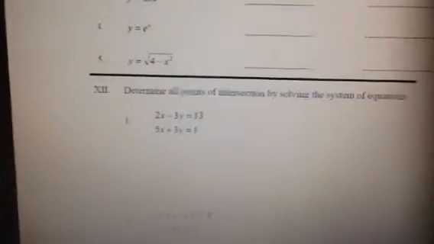These are flipped. This one, domain equals all real numbers greater than 2 or less than negative 2, because those are the numbers that make this positive. Range equals all real numbers greater than or equal to 0. So that's how that works.